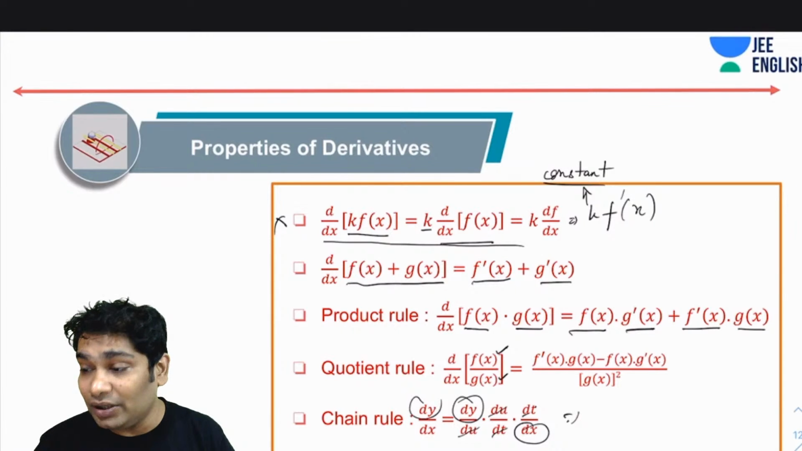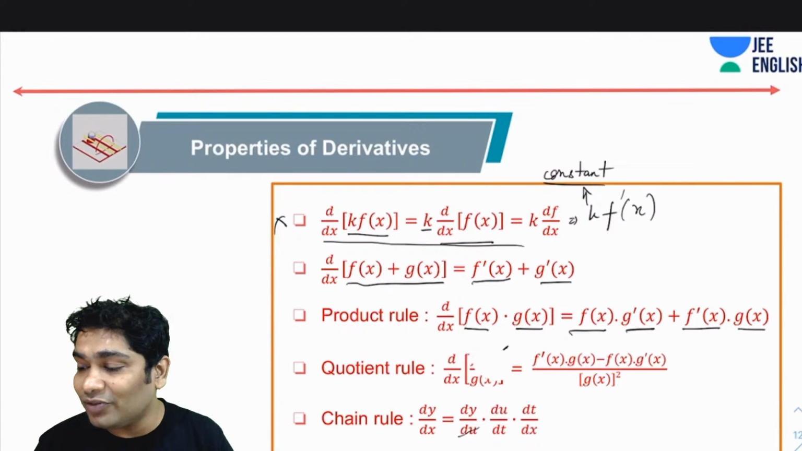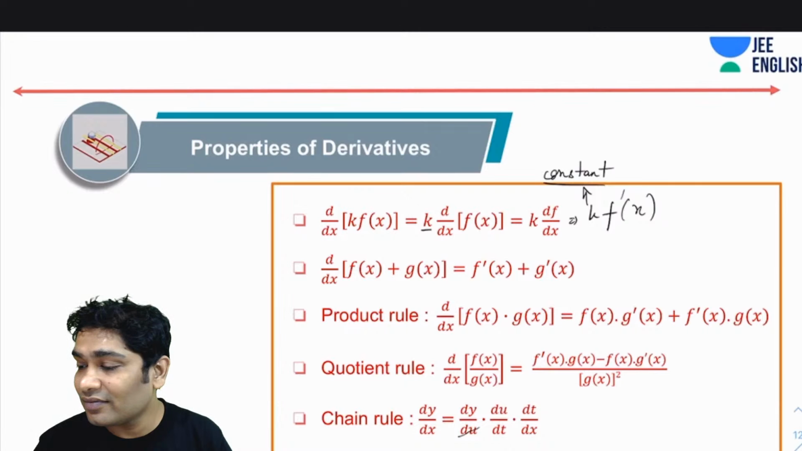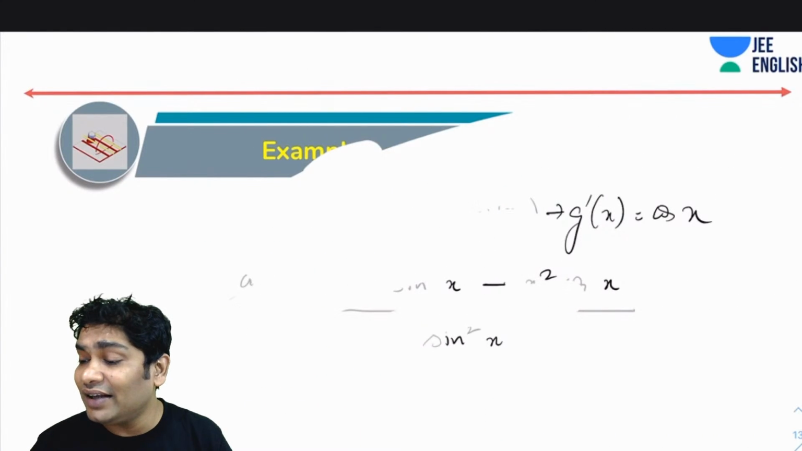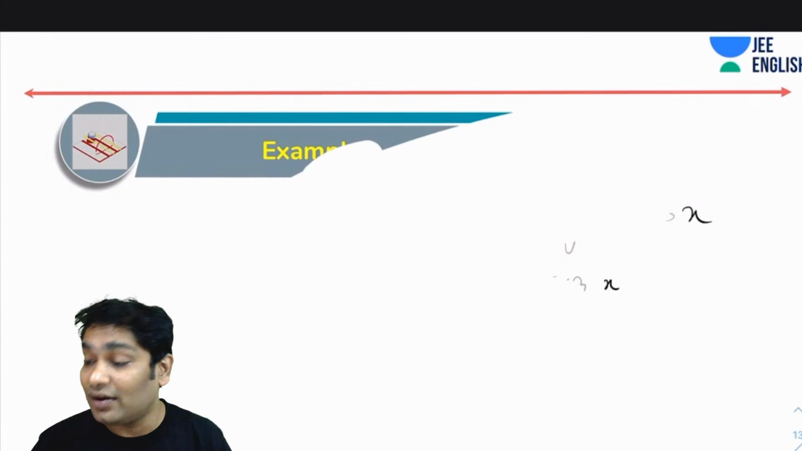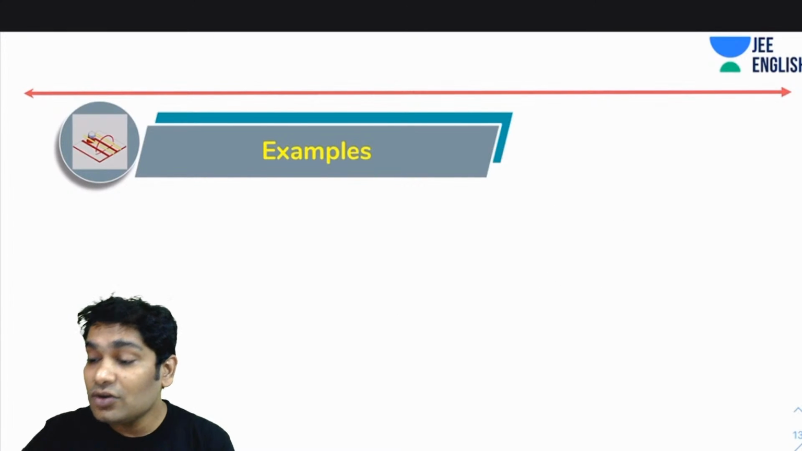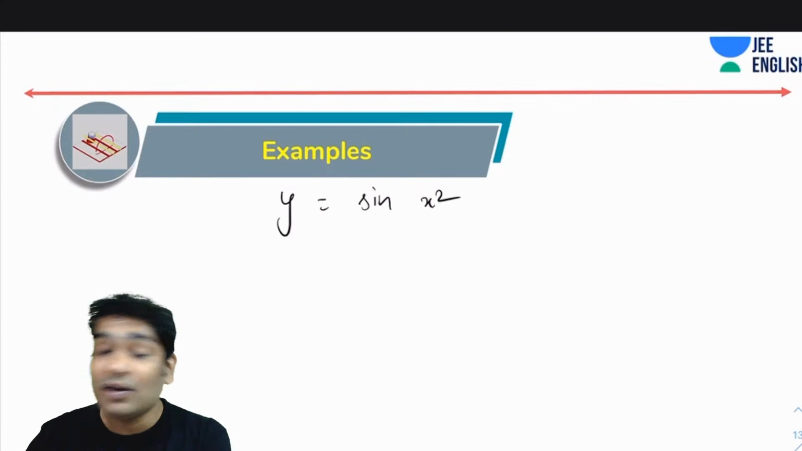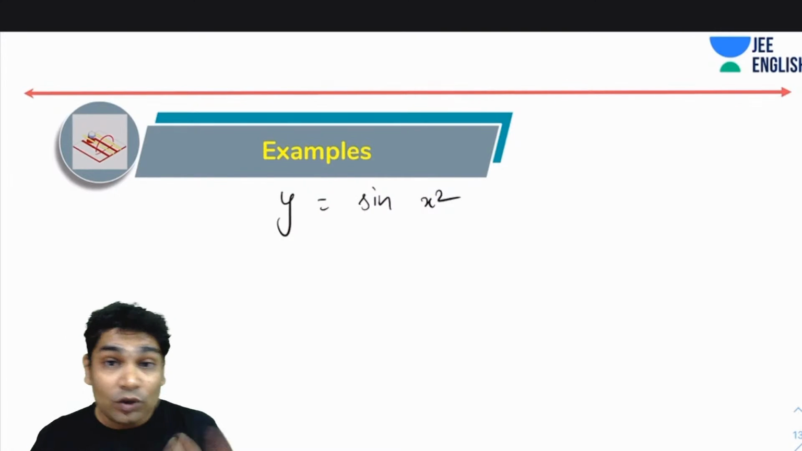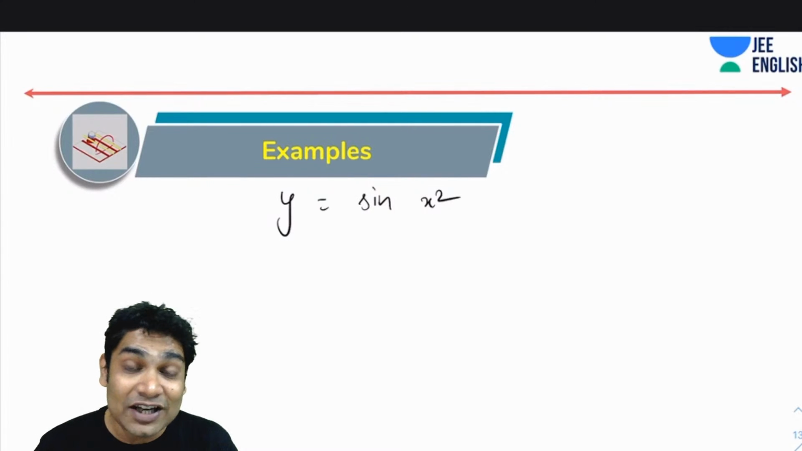Let's take up an example. Let's take up a simple one first. Let's try and find out the derivative of sine of x square. Suppose your y was given to you as sine of x square. Now you have a problem: you don't know how to calculate the derivative of sine of x square.